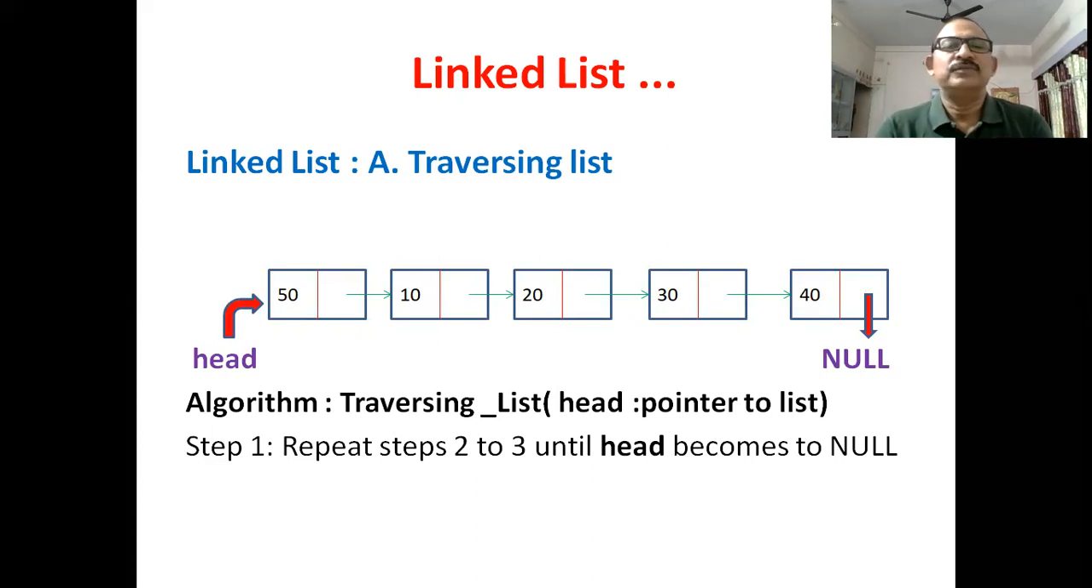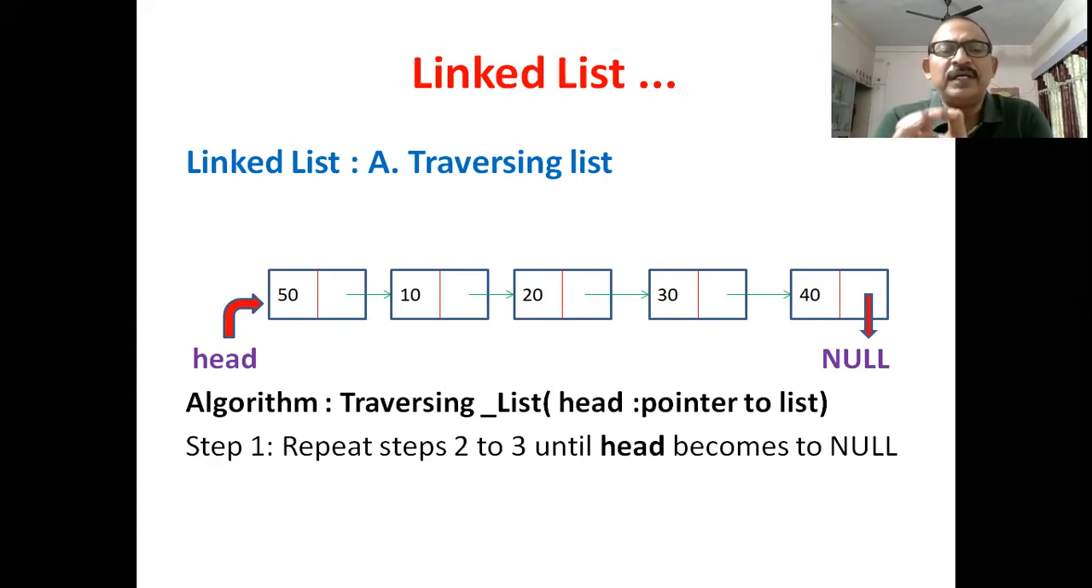The first operation which we are going to perform on a linked list is traversing the list. Traversing means visiting each element of a linked list. Here in the figure you can see the head is a pointer which points to the first node in a linked list. The question is how will you access the data element of a linked list.